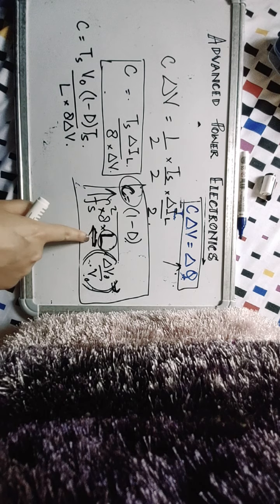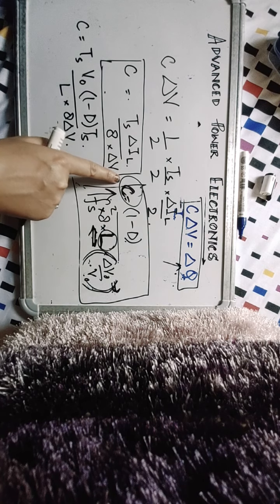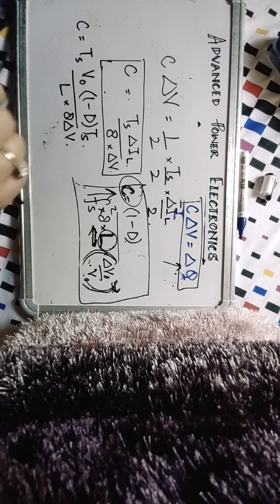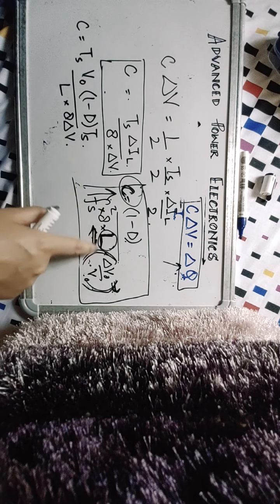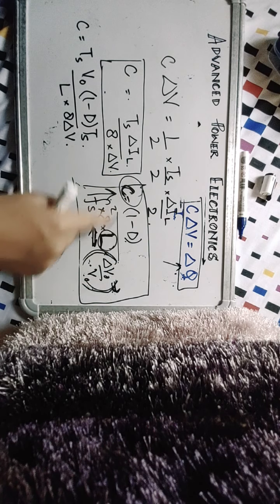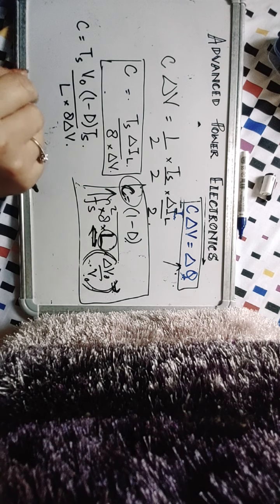Therefore, if you have already kept L large, then you will not need to keep a large C. You will have to reduce the size of C, or you can use a bigger L. If you want to reduce the size of both, then use a very high switching frequency.